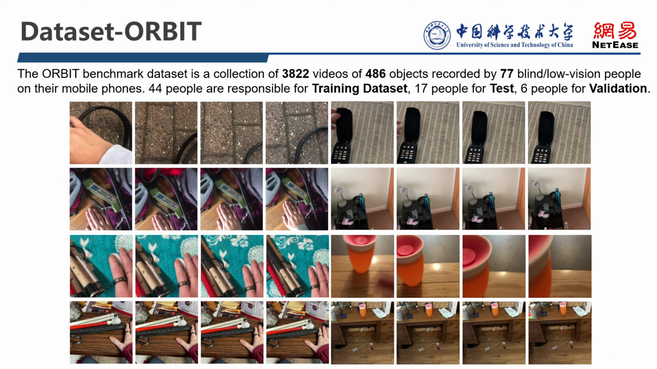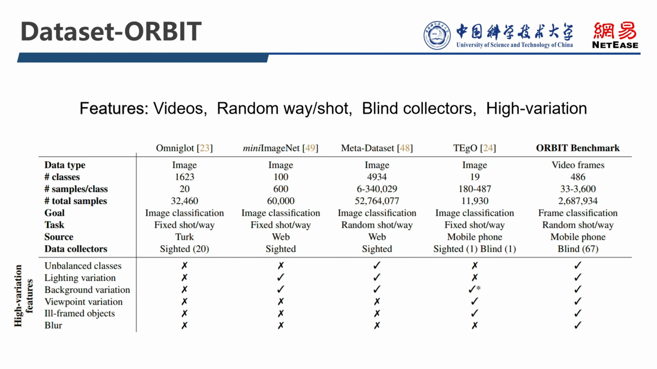The Orbit benchmark dataset is a collection of 3,822 videos of 486 objects recorded by 77 blind/low vision people on their mobile phones. 44 people are responsible for the training dataset, 17 people for test, 6 people for validation. Here we give some images from this dataset.